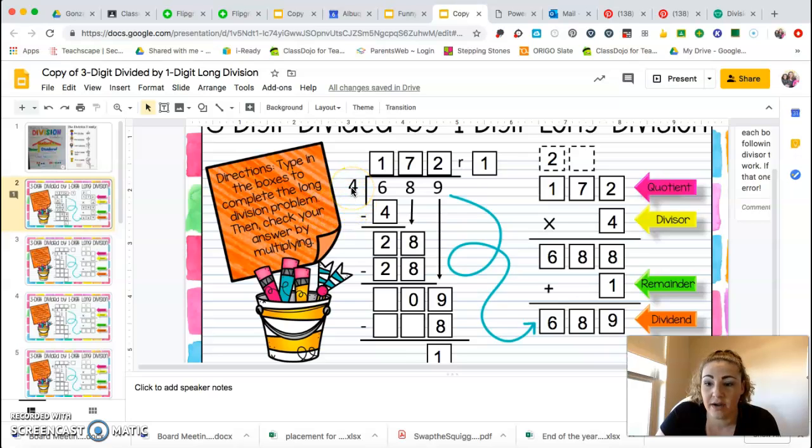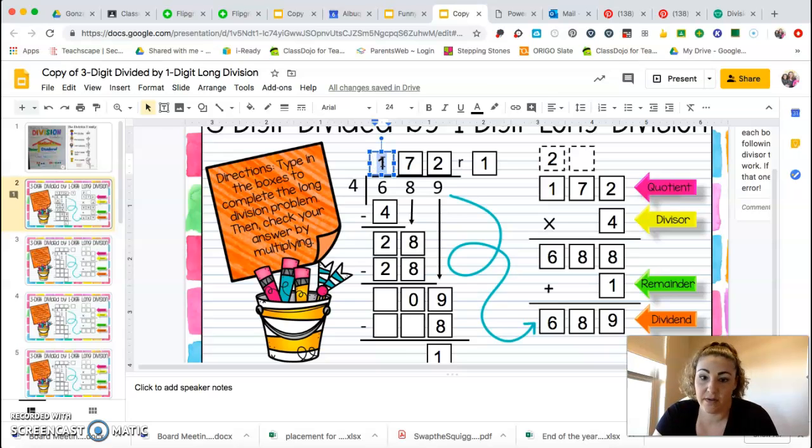They had 4, which is our divisor. How many times can 4 go into 6? How many 4s can we take out of 6? We can only take 1 out, because 4 times 2 would be 8, and that's too much. So 6 divided by 4 can only go in there 1 time. Miss Reagan put a 1 right here.